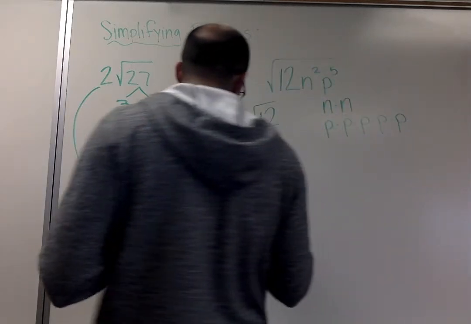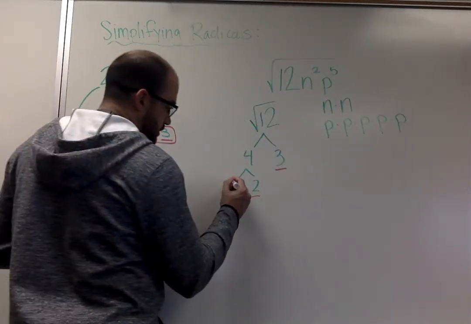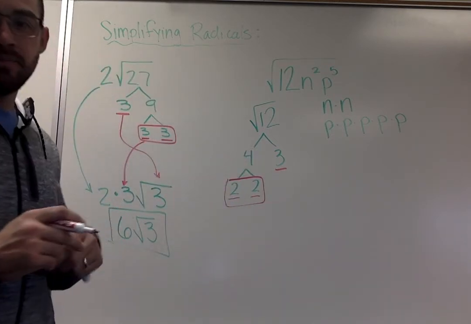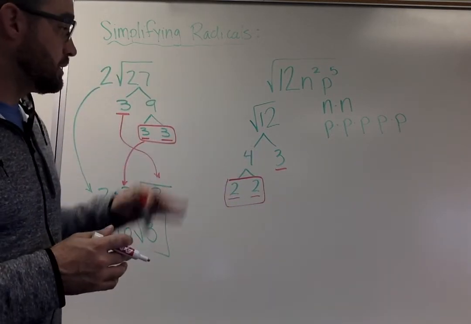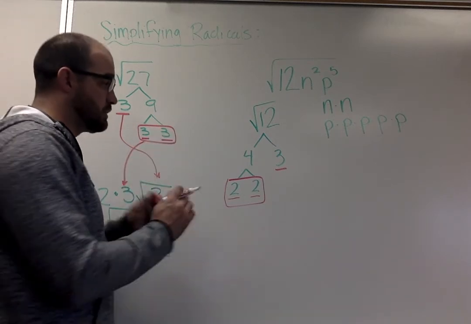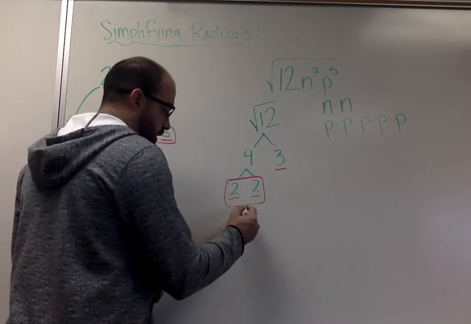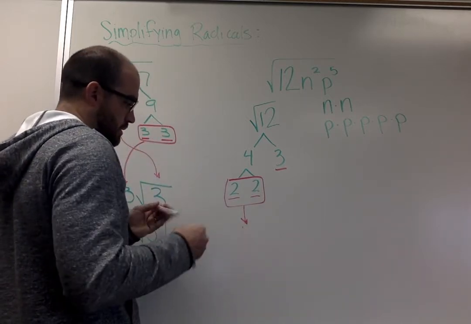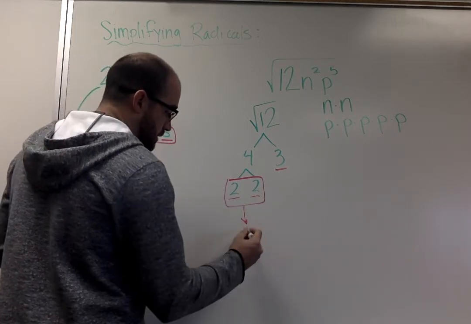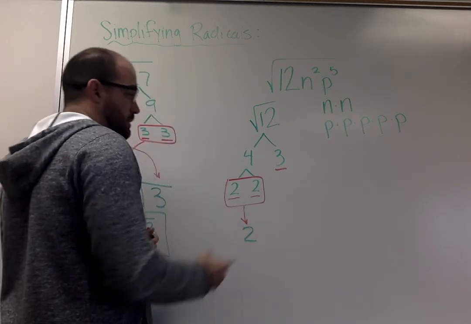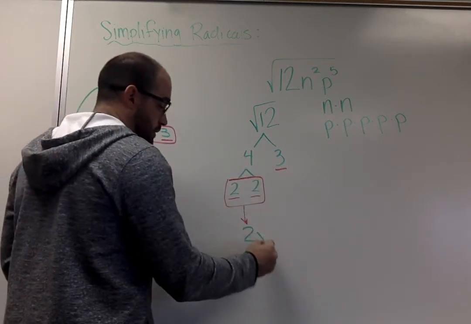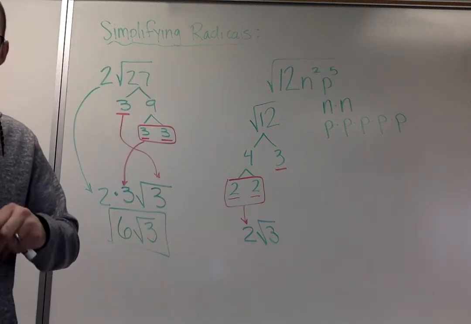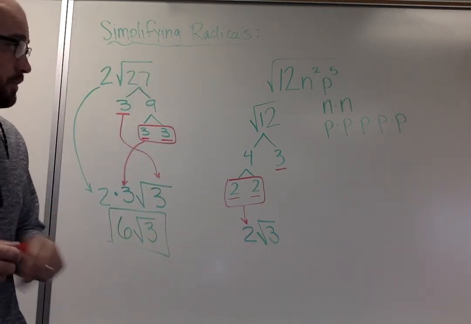We then look for our pairs. As I look at this problem, I have a pair of 2's right here. I don't have anything else with a 3, so that tells me at this point I'm as far as I can go. There's nothing left to factor. I've circled all my pairs. So whatever is circled comes down as part of my answer. So I have a whole number 2. Whatever is left over, so my leftover here is a 3, goes inside my radical. So I've got 2 square root of 3.